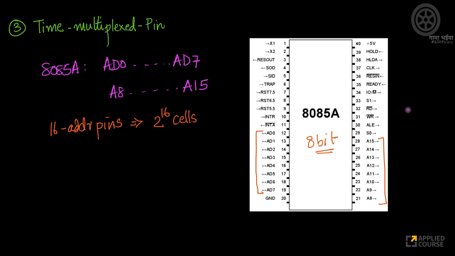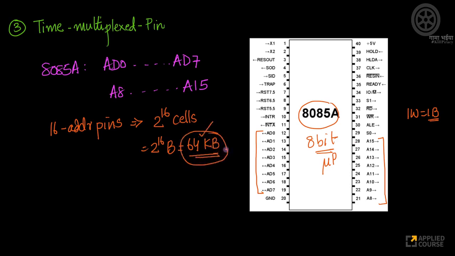So if you have a memory where one word equals 1 byte, because this 8085 processor only reads 1 byte at a time, because it's an 8-bit microprocessor, right? So what is the total memory size that I have? 2 power 16, each cell is 1 byte, so 2 power 16 bytes. What is 2 power 16 bytes? 2 power 6 is 64. 2 power 10 is 1 kilobyte. So this is the total maximum addressable space. This is the maximum size of the main memory which I can connect to my 8085A microprocessor. Very simple concept.